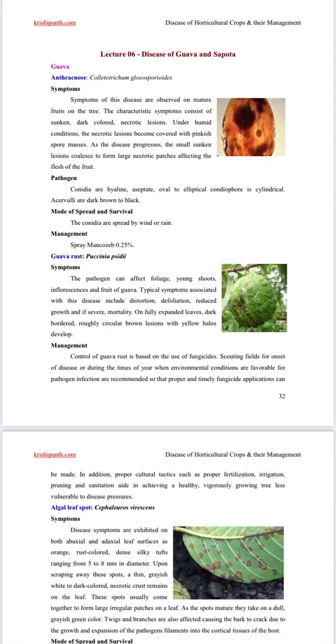As we know, due to the soil-borne nature of the wilt pathogen, it is not practical to completely control it with any chemical. That means it is very difficult to control that type of disease. The next is guava anthracnose.